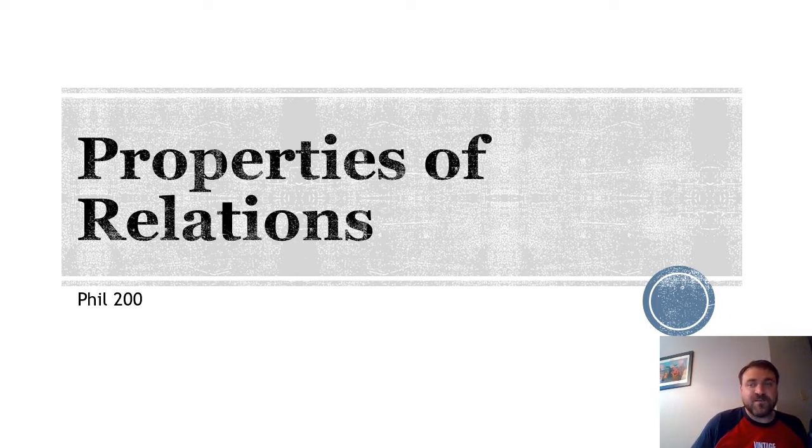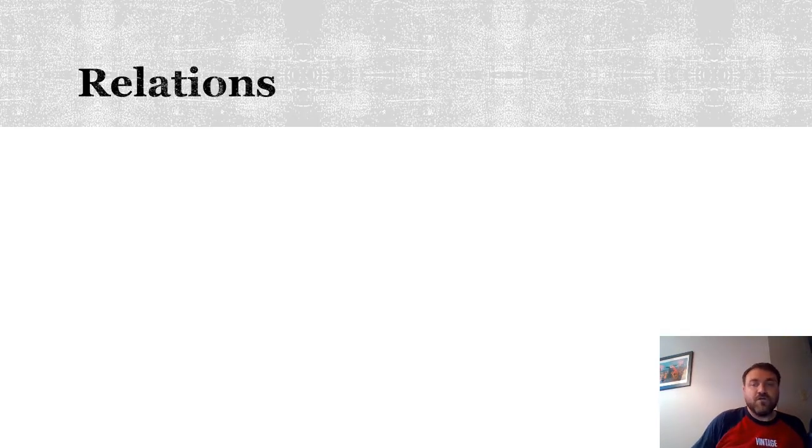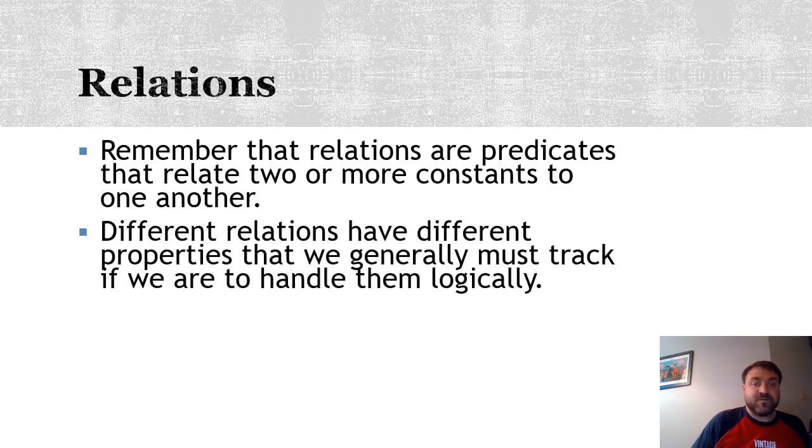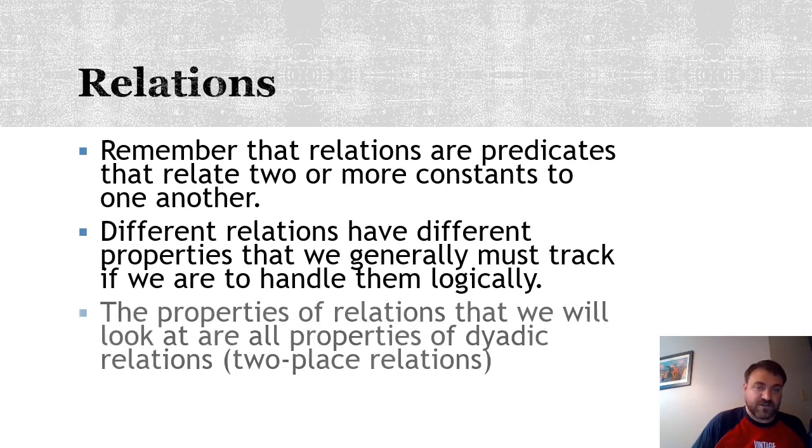And so we're going to talk about some properties that some relations have that are important to keep in mind when analyzing certain kinds of arguments and other sorts of things in language P. So let's talk a little bit about relations. Relations are predicates that relate two or more constants to one another. That is any two-place predicate. Different relations have different properties, okay? And we have to track those if we're to handle them logically.